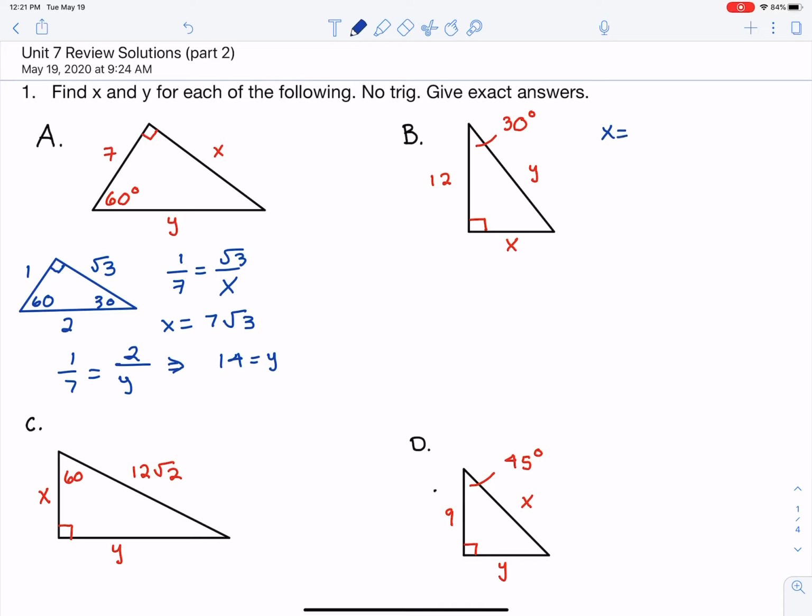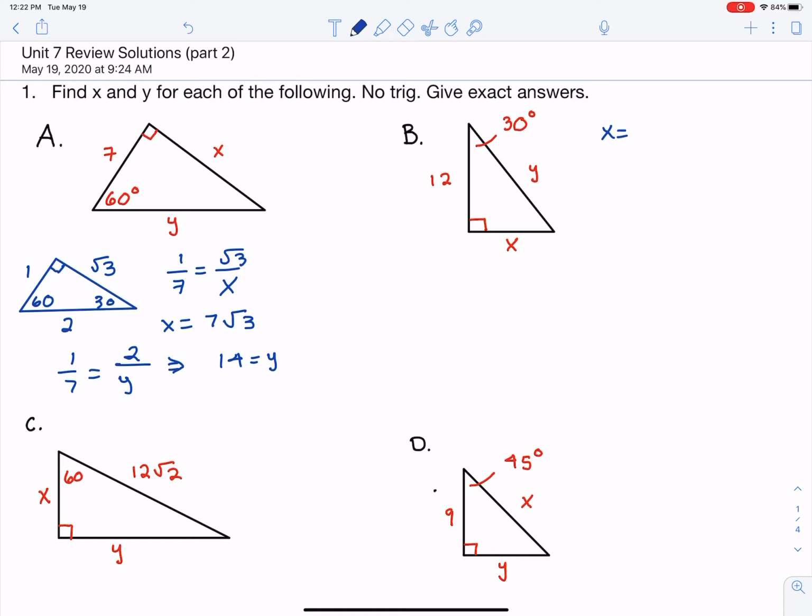Okay, well, again, let's look at the triangle we're using. We're using that 30, 60, 90, right? So we're using this triangle again. And what do we know? Well, we know that the long side is 1 times root 3. 1 times something equals root 3, right? So we always multiply. In order to find x in the last example, we took 7 and multiplied by root 3. Well, now we have this number. How do I find x?